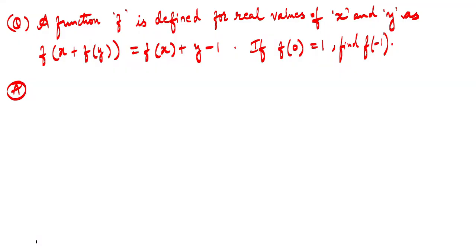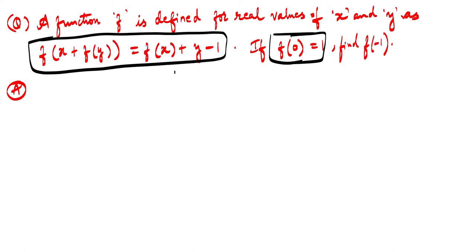So let's move on to the next question, which is, a function f is defined for real values of x and y as f of x plus f of y is equal to f of x plus y minus 1. If f of 0 is equal to 1, find the value of f of minus 1. Alright, so the first thing which we must remember is f of 0 is equal to 1. And what is the other condition? This is the other condition.